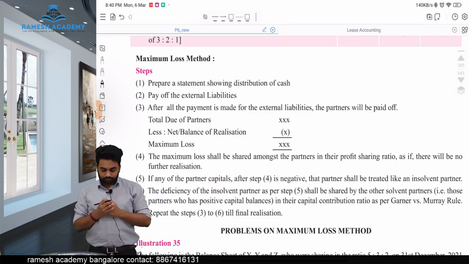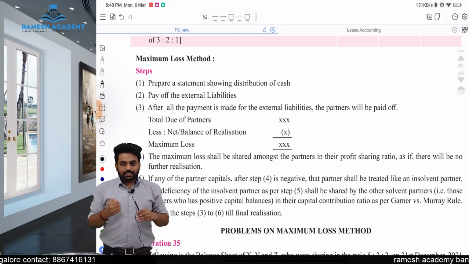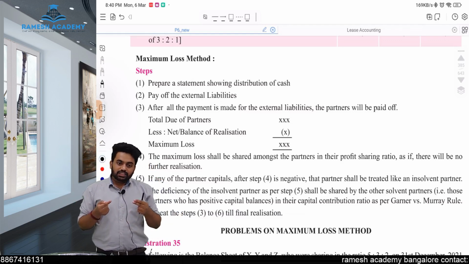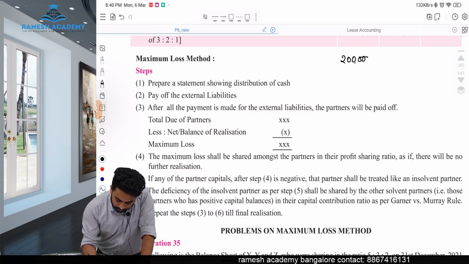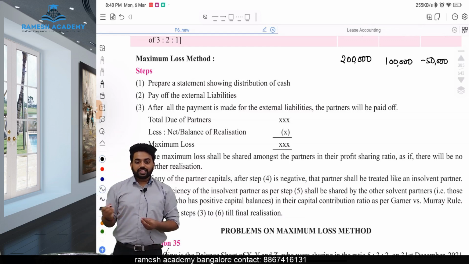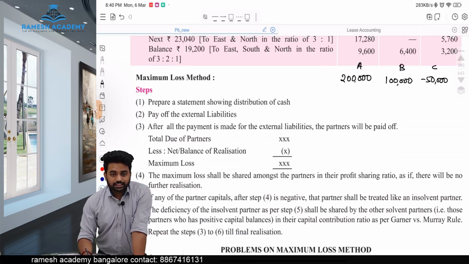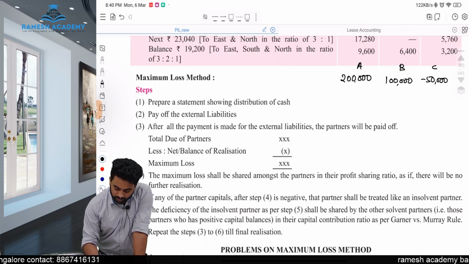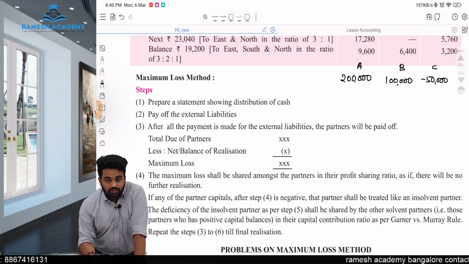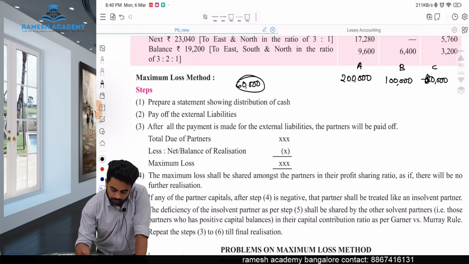How, sir? Simple. You have to take how much is due to the partners, how much balance is there in the partners' capital account. Later you should take how much is the realized money right now. For example, partners are having 2 lakh, 1 lakh and minus 50,000. Let us assume A, B, C, where C is insolvent. Now let us assume we realized, so how much is the total capital here? Around 2 lakh 50, right? So now let us assume we realized 60,000, or for the time being, we will keep it as positive 10,000.